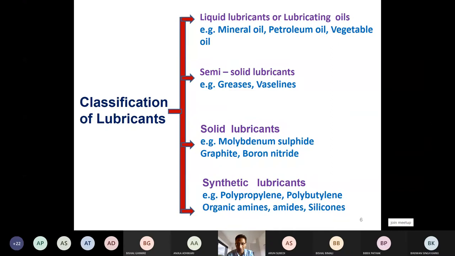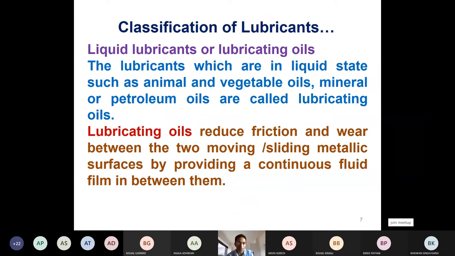Now first of all, lubricating oil or liquid lubricant. The lubricants which are in liquid state, such as animal and vegetable oil, mineral oil, petroleum oil, are called lubricating oil. Lubricating oil reduces friction and wear between two moving or sliding metallic surfaces by providing a continuous thin layer of fluid between the surfaces which are in motion.